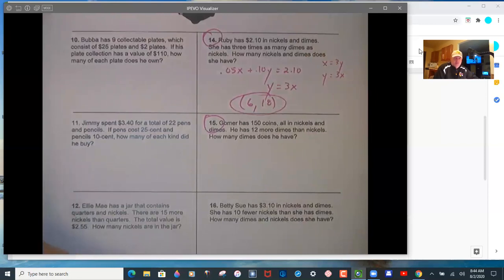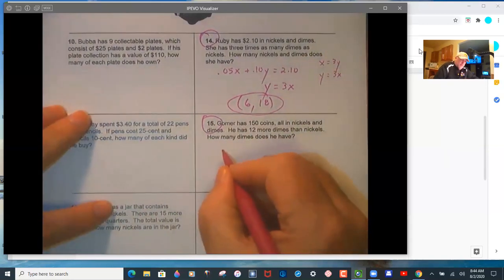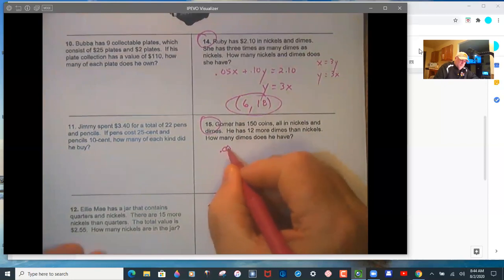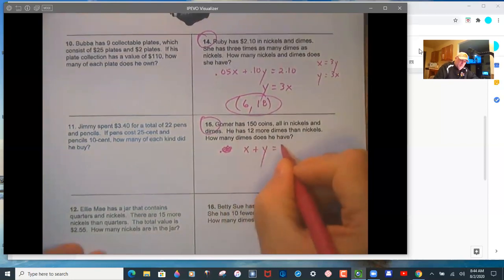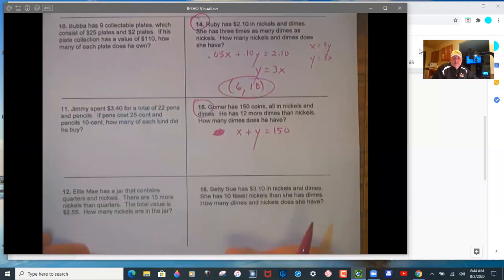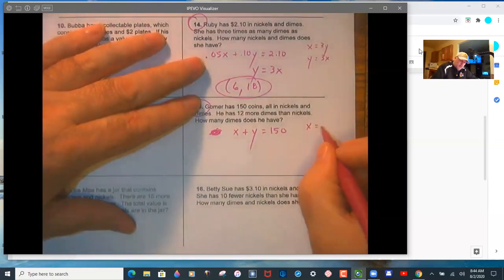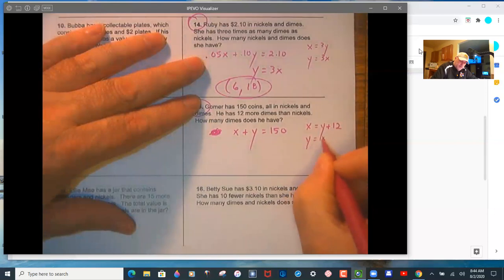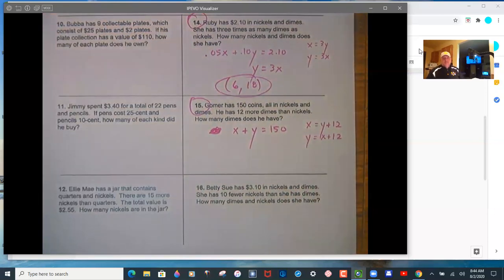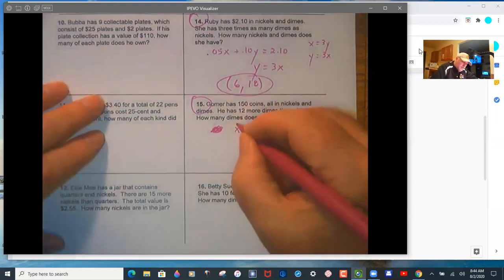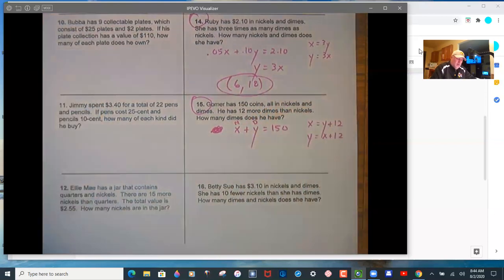Same thing on 15. And this will be the last one that I do. He has 150 coins, all in nickels and dimes. So we have this. Actually, that's this, because that's a total. He has 12 more dimes than nickels. So is it this or is it this? So you have to think about the dimes is y. That's what I want it to be. Nickels and dimes. He has 12 more dimes than nickels, so let's say 22 and 10. He's got 22 dimes and 10 nickels.